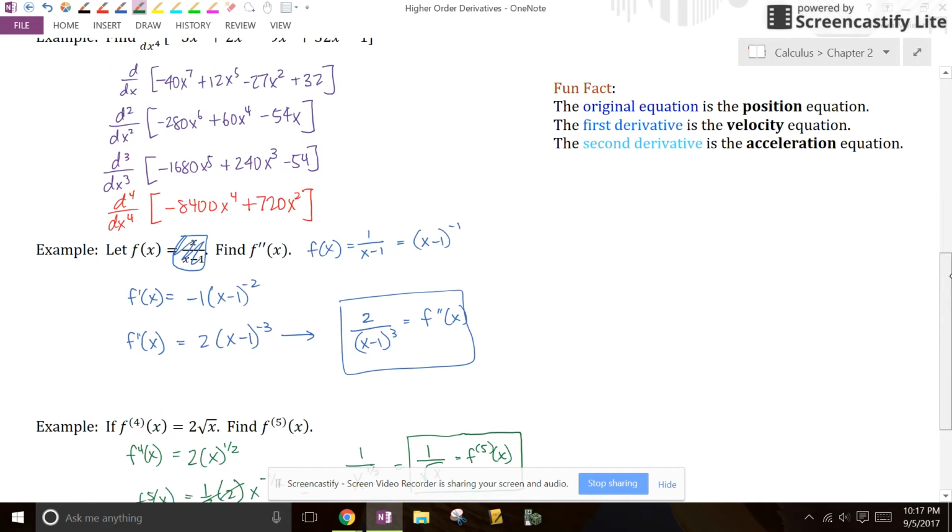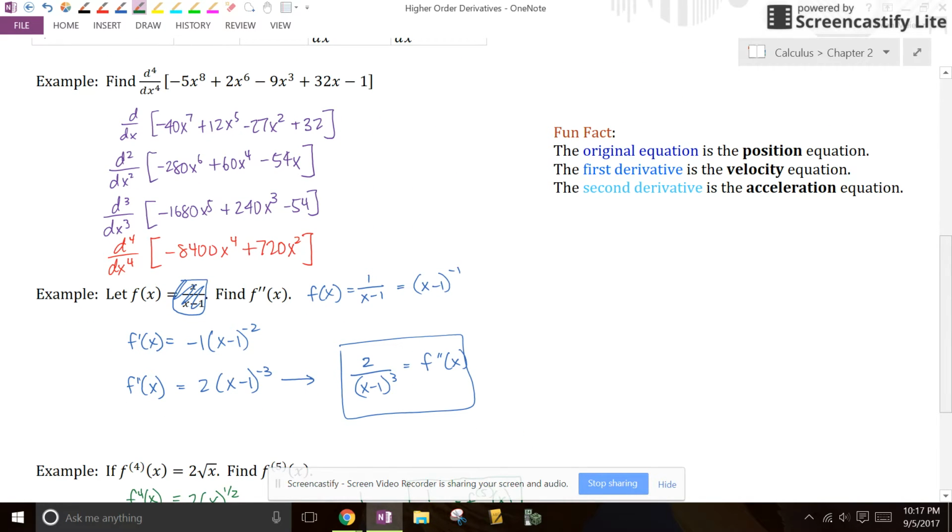And there you have it. Higher order derivatives. A fun little fact about them: remember that we always tell you the original equation is the position, and you can find average velocity and stuff like that. Well, when you take the first derivative, we say that's the instantaneous velocity, right? So the first derivative gives us the instantaneous velocity at that given time. By the way, that instantaneous velocity can be positive or negative because it's giving you a direction. However, speed is always positive, so you take the absolute value of velocity and that's speed. The second derivative is the acceleration. It's the derivative of the velocity. So acceleration is the second derivative.